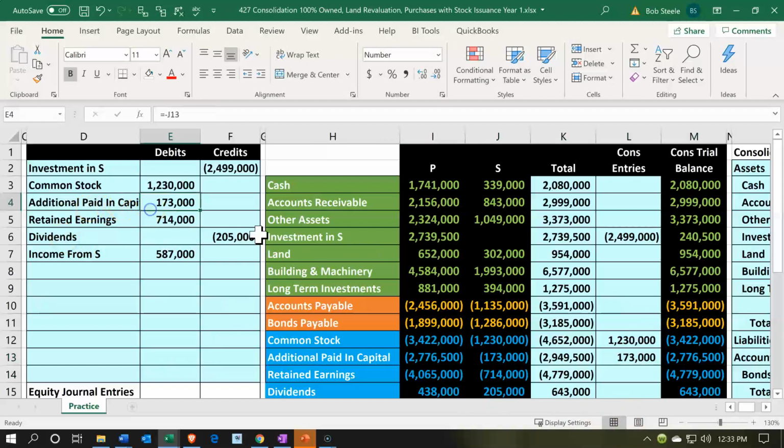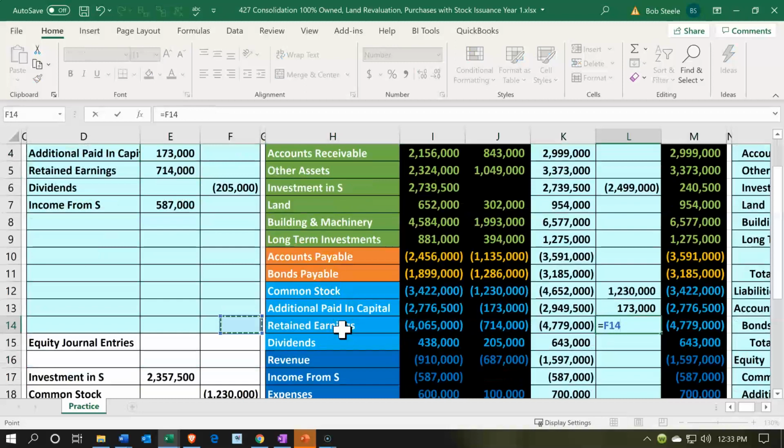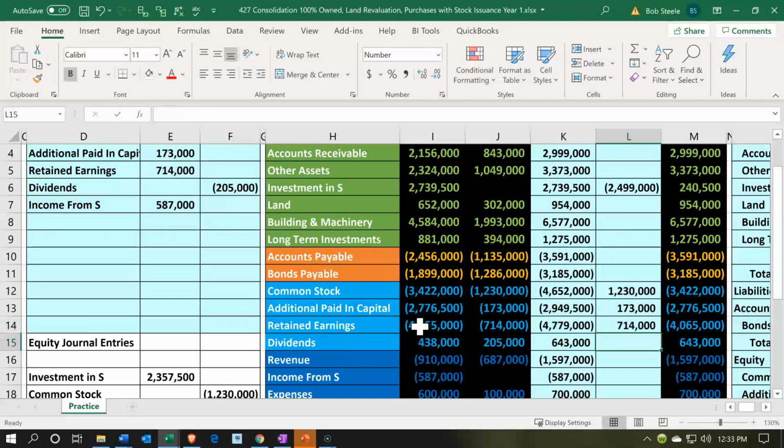Retained earnings, so here's retained earnings. We'll scroll on down, we'll pick up the retained earnings, this equals, and then we're going to go on up to that 714. So there's P, there's S, there's the total, removing S back to P. And then the dividends, same thing on the dividends. We'll go to the dividends here, equals, and we're removing the dividends for S at the 205. So there's P's, there's S, there's the total, there's the removing of S. That leaves us with P's amount once again.